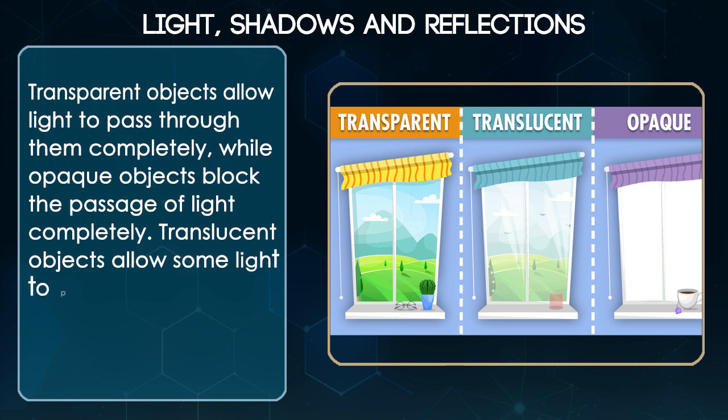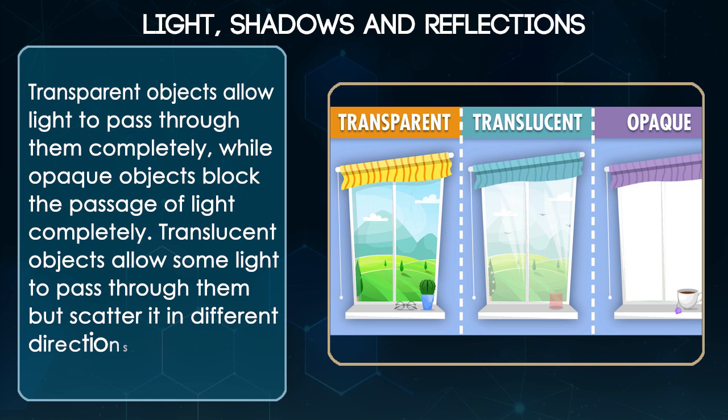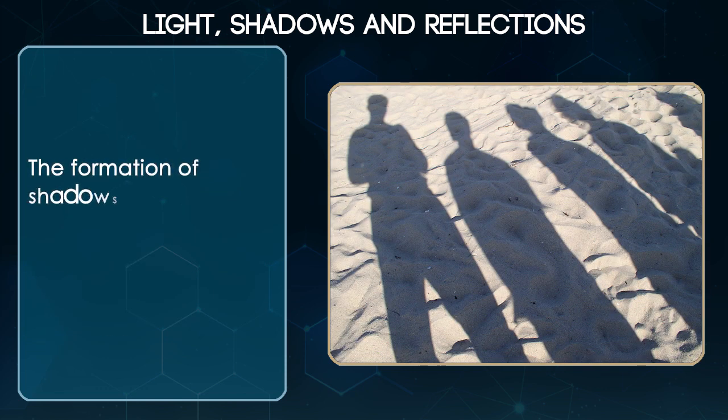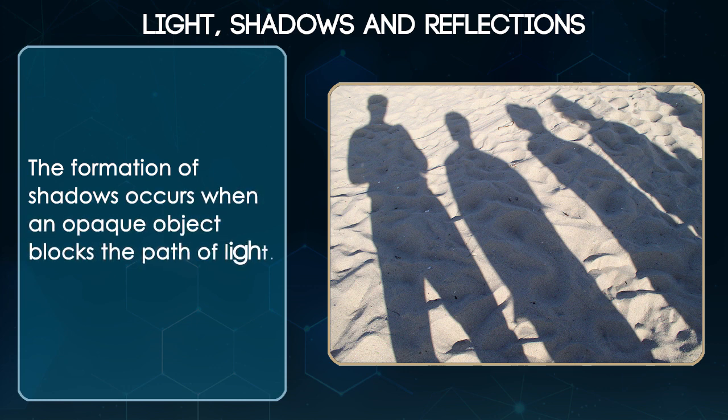Translucent objects allow some light to pass through them, but scatter it in different directions. The formation of shadows occurs when an opaque object blocks the path of light.